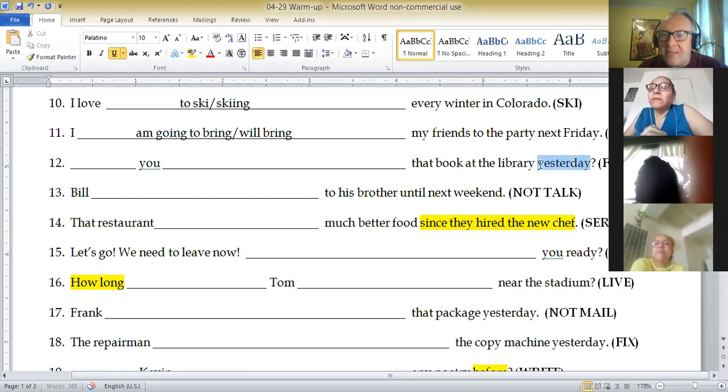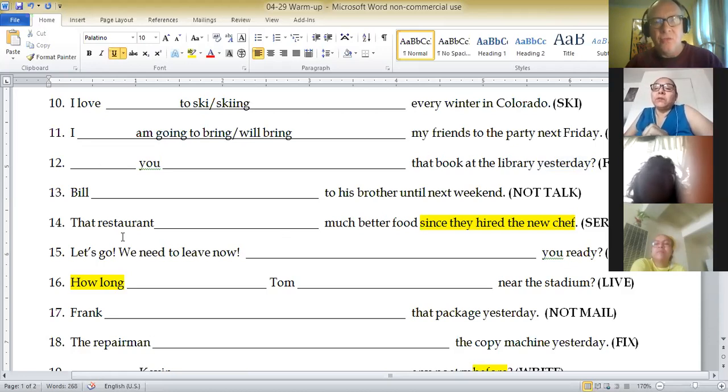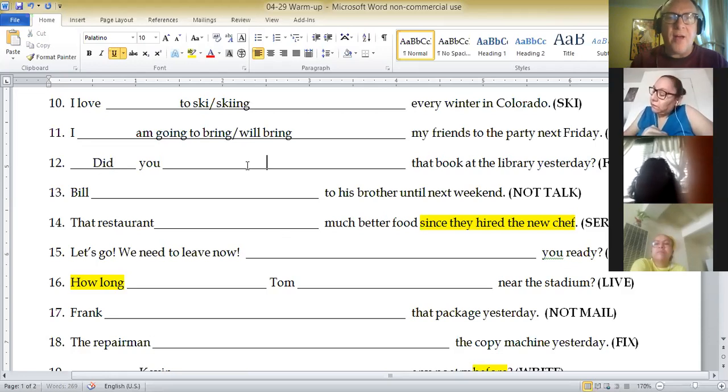The next one says yesterday. Yesterday is past. So what can we say? Did you find? Remember with do, does, and did, we use the base verb, don't we? With do, does, and did, we use the base verb. So, did you find the book at the library yesterday?